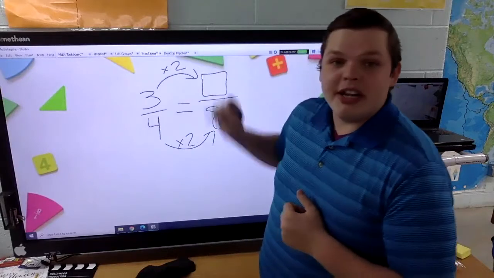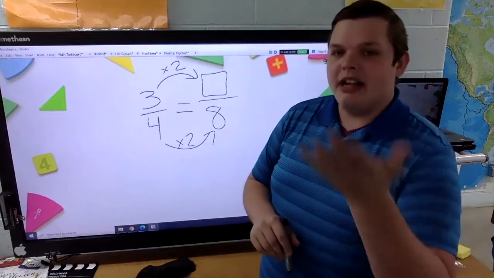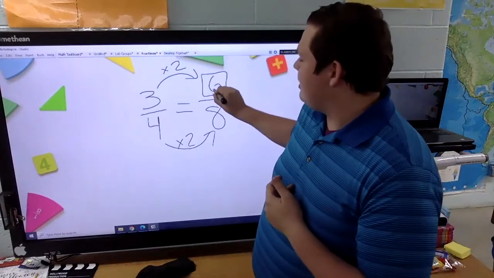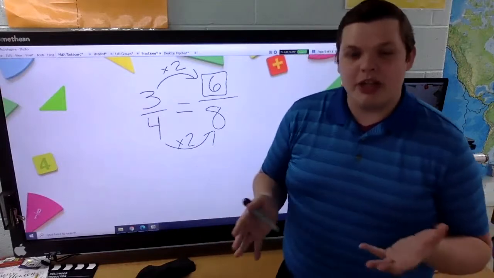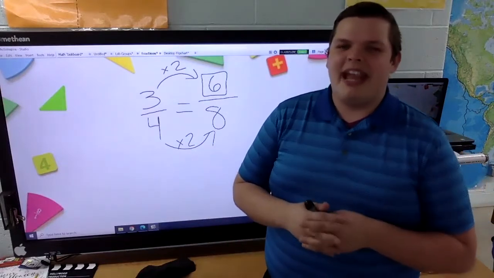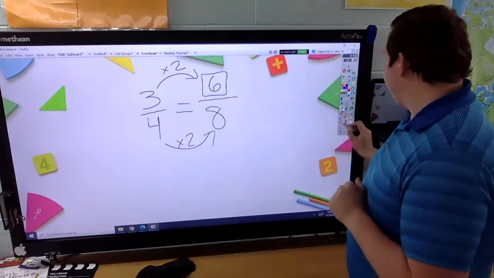So I have to take 3 times 2. That's how I can find what's in the box. 3 times 2 equals 6. Pretty easy. Using the same kind of technique we used yesterday, but this one you have to find what the times is first. Let's get another one on the board ready.